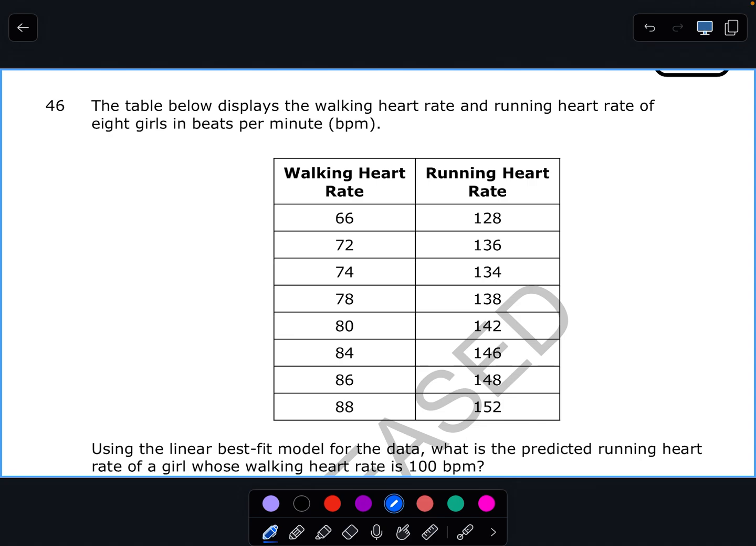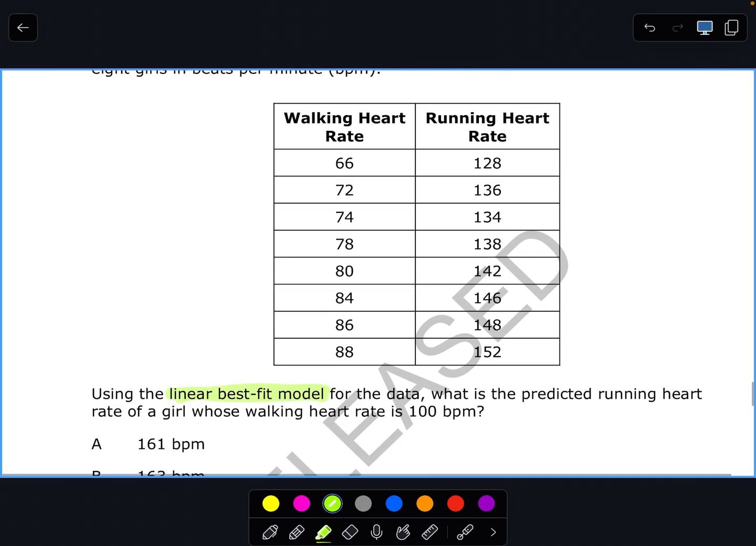Problem .46 says the table below displays the walking heart rate and running heart rate of 8 girls in beats per minute. Using the linear best fit model for the data, what is the predicted running heart rate of a girl whose walking heart rate is 100 beats per minute? So we want the predicted, so that's going to be from the model. Notice walking is in the first column, so that is your value for X.